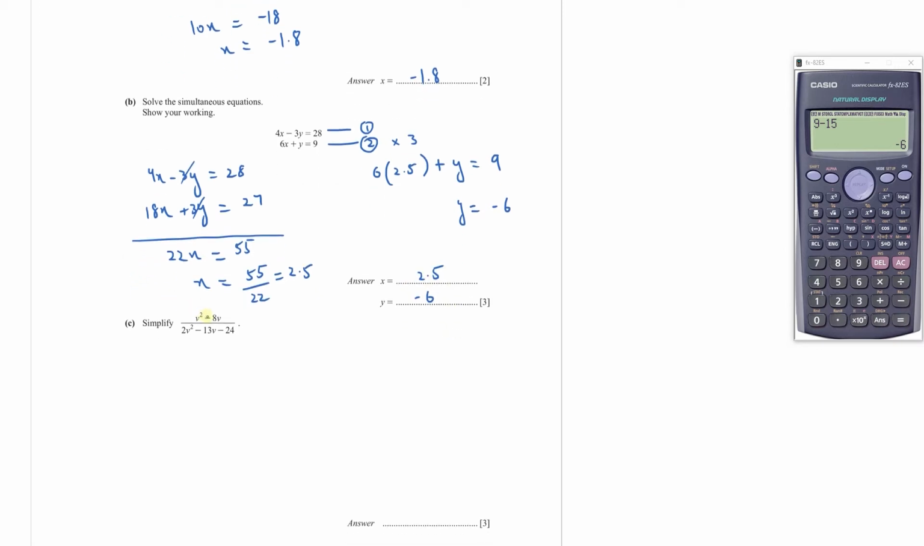Part C is simplify this expression. So in the numerator, I can take v common. So this will be v into v minus 8. And then I can factorize this quadratic equation in the denominator.